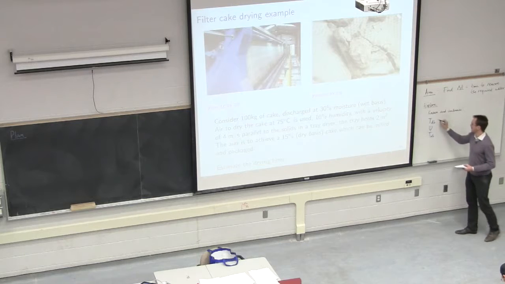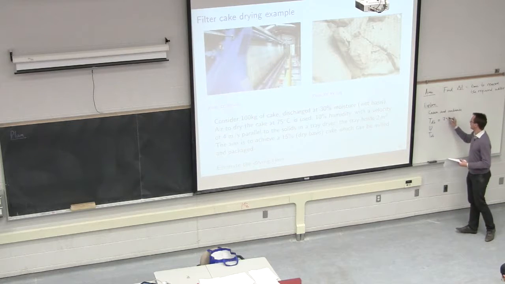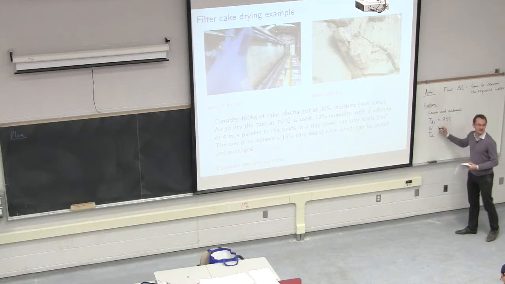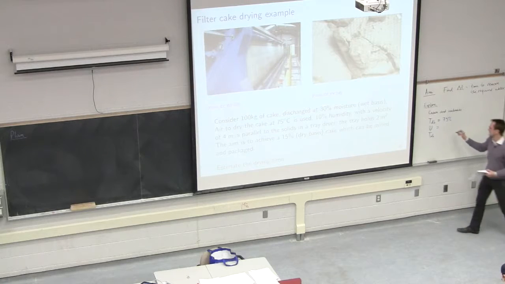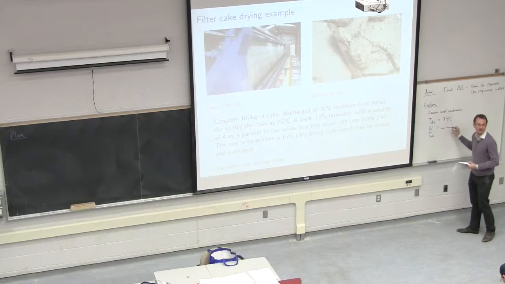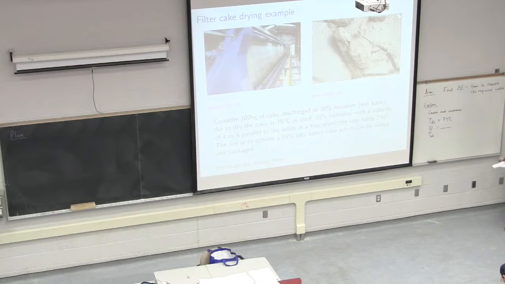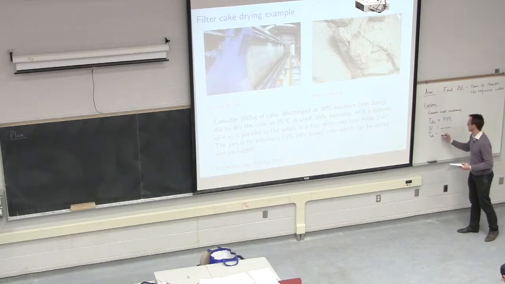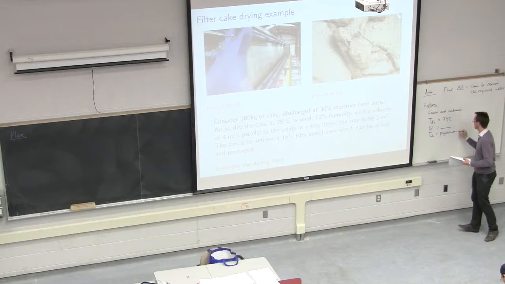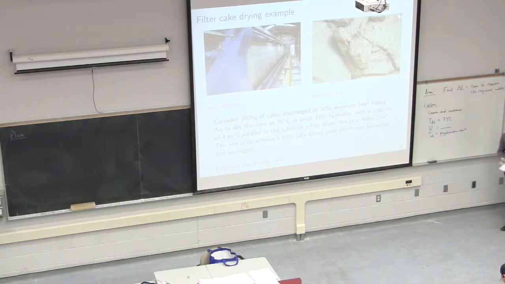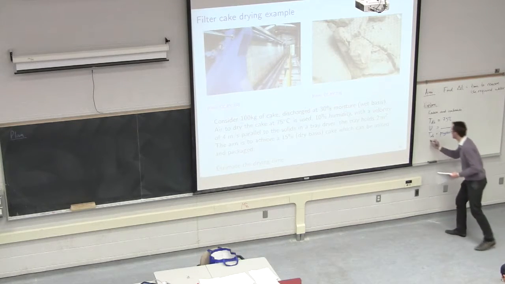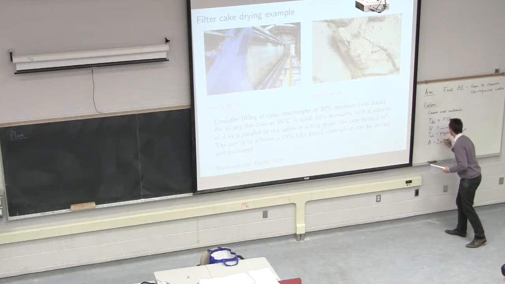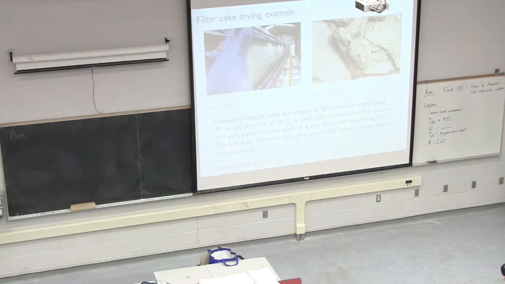Okay, so dry bulb is given. Do we need the humidity? Yes. We've got 10% humidity, so you can read off the corresponding humidity and then get your wet bulb temperature. So get your wet bulb from the psychrometric chart. What else do we need? I'll give you one. We've got area, 2 meters squared. Anything else?